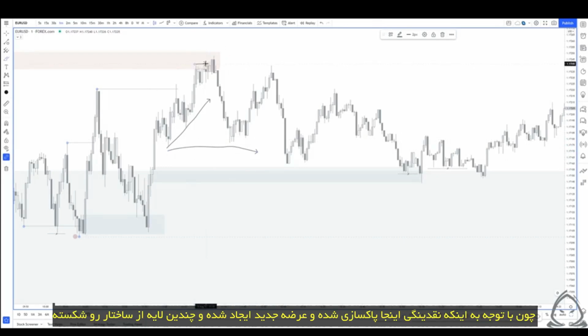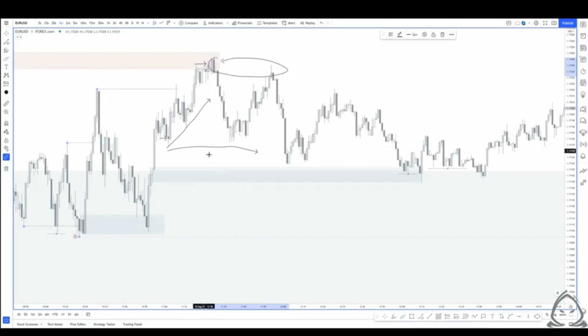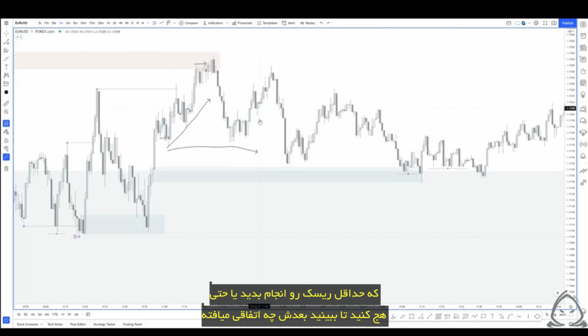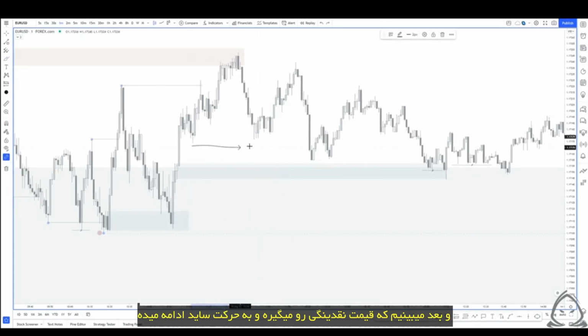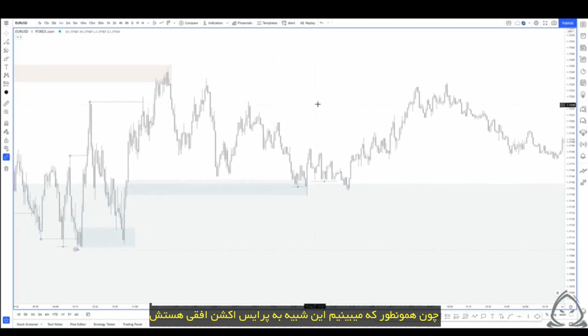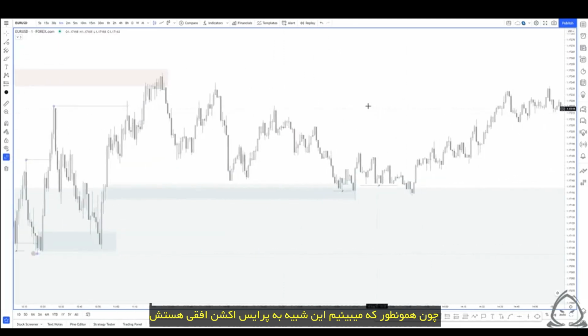Factor in the fact that we have liquidity that's been swept here, a new supply zone that's been created. It's breaking multiple layers of structure. Gives us the indication that if we're looking to trade, this would be a logical spot to, at minimum, secure your risk, maybe even look for a hedge trade to see what ends up happening next. And then as we've seen, price takes liquidity and then continues more or less moving sideways, because as we can see, this is very much indicative of sideways price action.